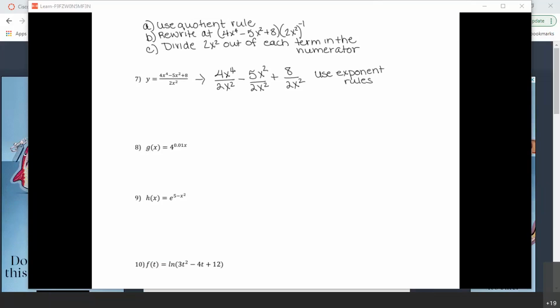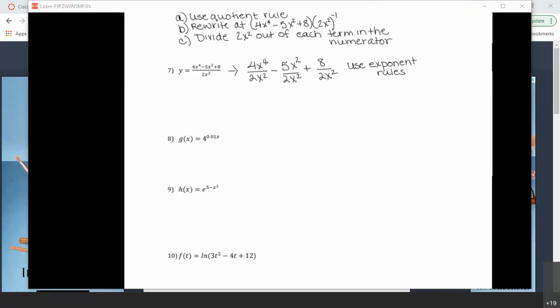So again, here you can see 4 divided by 2 is 2. X to the fourth divided by x squared, 4 minus 2, x squared. That's that first term's quotient, right? You remember the quotient rule for exponents? Take the exponent in the numerator, subtract the exponent in the denominator.